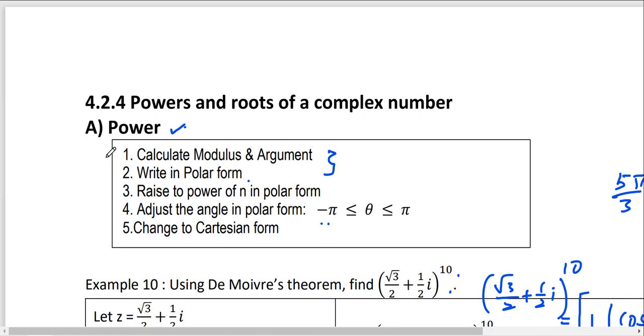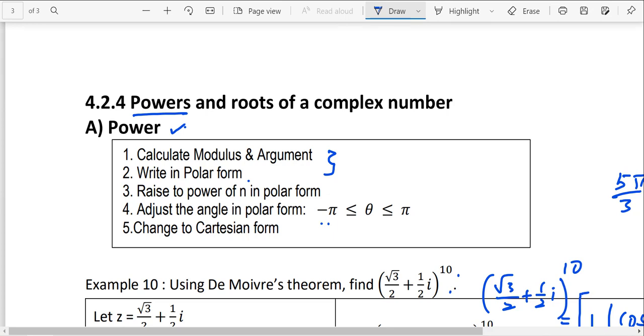So you try to follow this first, complex numbers for powers first. Calculate the modulus, write in polar form, raise to power in polar form, adjust the polar form so theta is between negative pi and pi, then change to Cartesian form. You follow all these steps to get the answer. For raising to a power, the power must be an integer. Others than that, there are roots. You will do this next week. The last part is raised to the power of roots. Cube roots, square roots. For roots, you have a lot of answers.